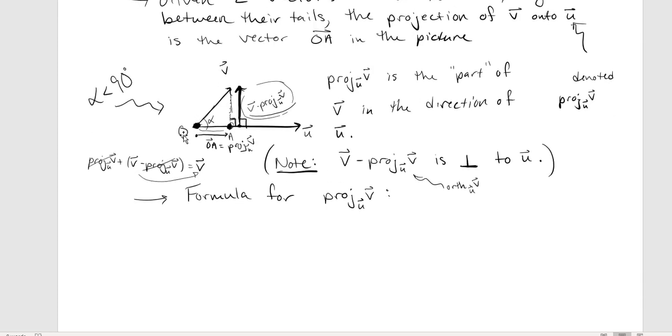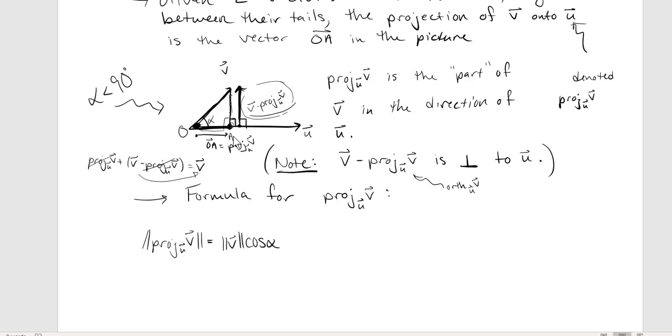Okay, so we want a formula for this projection vector, and this really isn't so bad. All we need to do is look at this little right triangle I've started up here. Notice the magnitude of our projection vector can be found just using trigonometry on this right triangle. It looks like it'll just be the length of the hypotenuse, which is magnitude v, times cosine of that alpha angle.